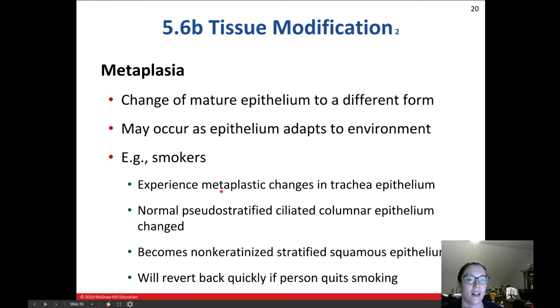And if you remember from the last class, we said that our trachea is lined by the pseudostratified ciliated columnar epithelium. But when smokers are inhaling all that smoke with all those particles and debris, it's not very healthy for the individual in general. And so that pseudostratified ciliated columnar epithelium is going to change and become non-keratinized stratified squamous epithelium because that is more protective, right? So we have lots of different layers of that. So if the first couple of layers get hurt, then this can be changed. This can quickly revert back if the person quits smoking. So if you smoke, quit smoking.